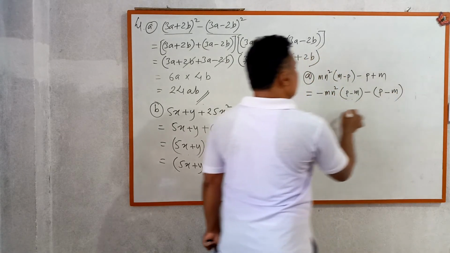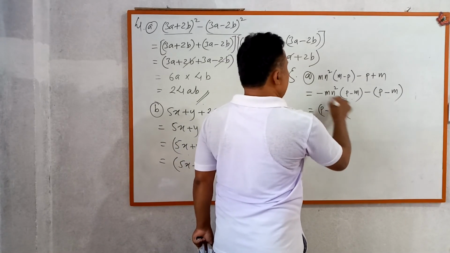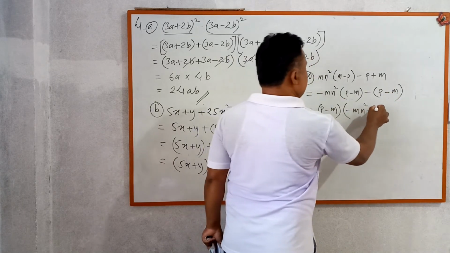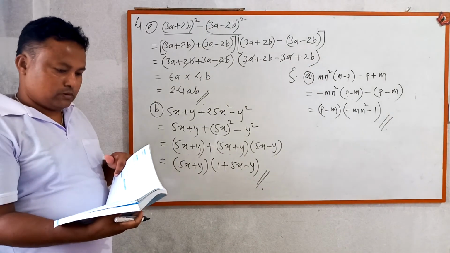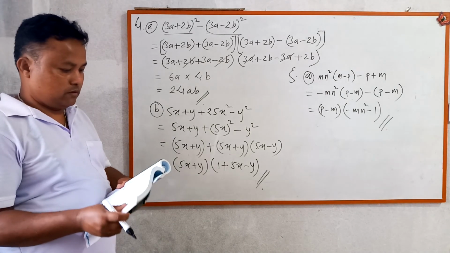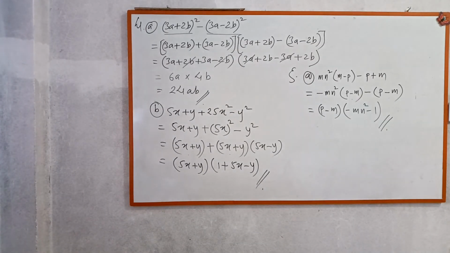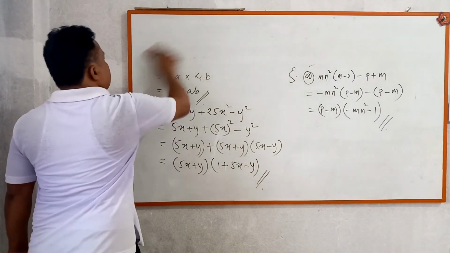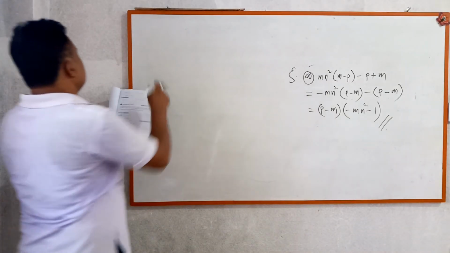Okay, now p minus m is common, and the remaining is minus m n square minus, and if this is all common here, 1 is left. So this is the answer. The others you try yourself. Now let's see one question from the last long question, question number 6.